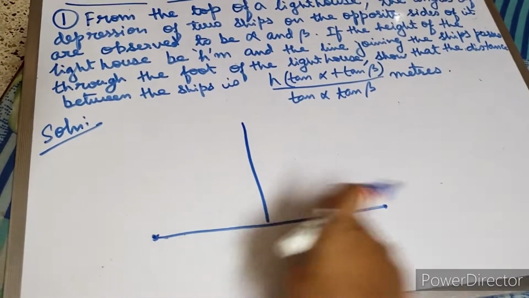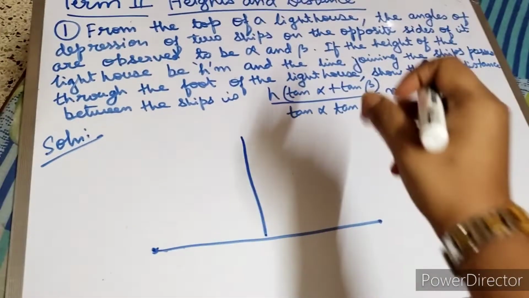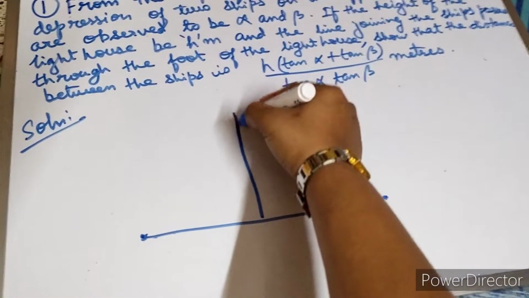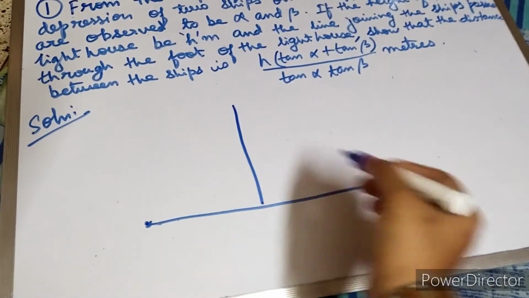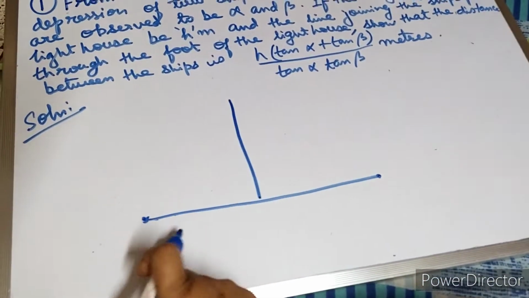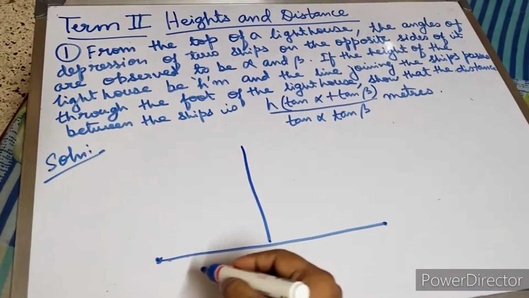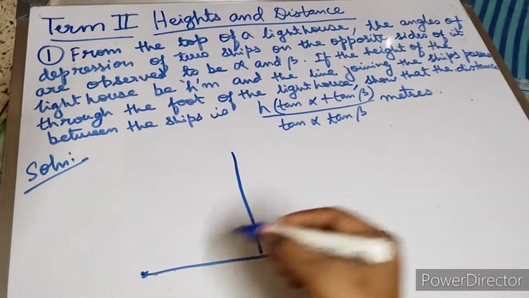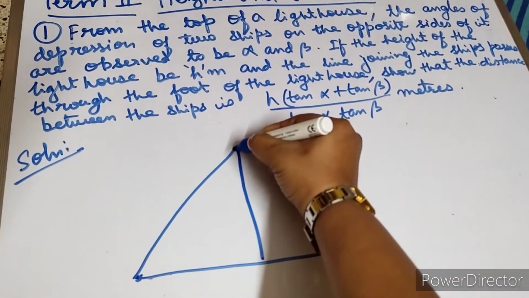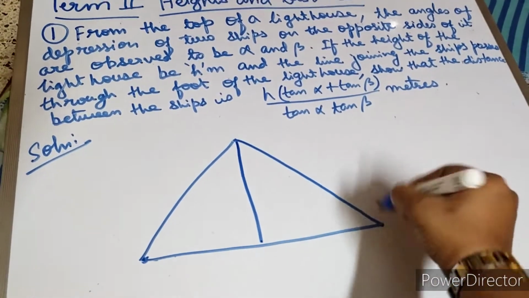Why are we drawing two ships on these sides? Because it is said in the question, opposite sides. So we have to draw the ships on the two sides. This is the lighthouse. On opposite sides of the lighthouse, two ships are there, which of course are making two angles.